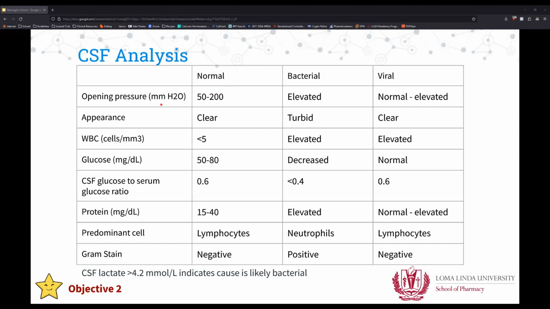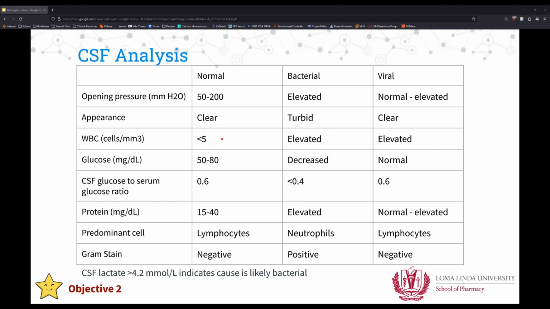So when we are entering the CSF, our CNS, then our normal opening pressure is going to be anywhere from 50 to 200. However, it is going to be elevated in cases where there is a bacterial etiology. In terms of viral, it can be anywhere from normal to elevated. And then the next thing that we're looking for in the analysis is going to be the appearance of the fluid. So if it's clear, that can either be normal or viral. So that does help us in a way where it rules out the bacterial idea, because if it was bacterial, then it's going to be turbid and cloudy in appearance.